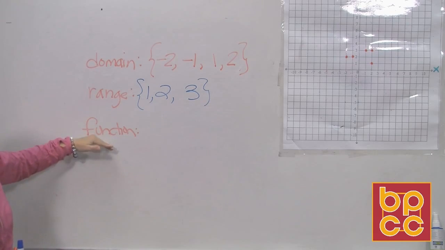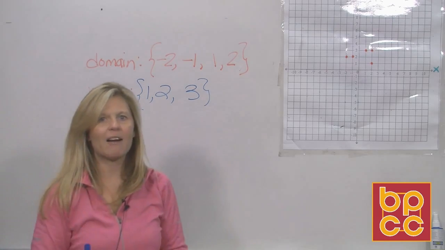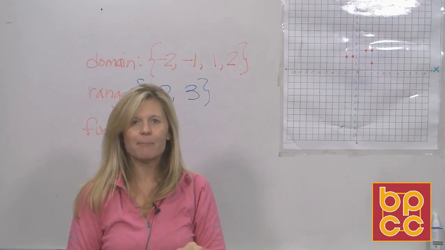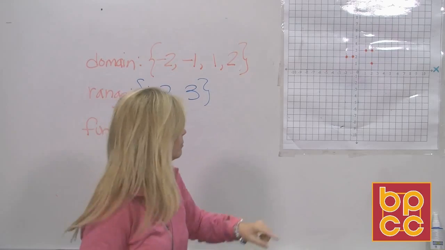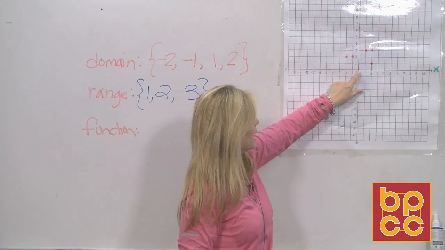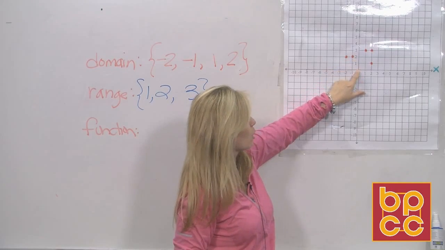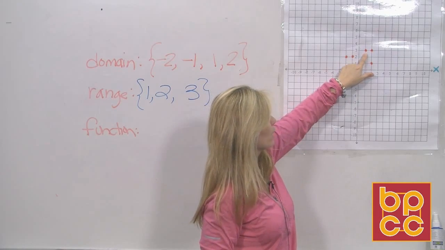Here's the killer. Is this picture a function? Function means for every x value, there was only one y value. That means at every x value, there was only 1 point plotted. So at x is -2, there's only 1 point plotted. At x is -1, there's only 1 point plotted. There are no points at x is 0. At x is 1, there's 1 point plotted.